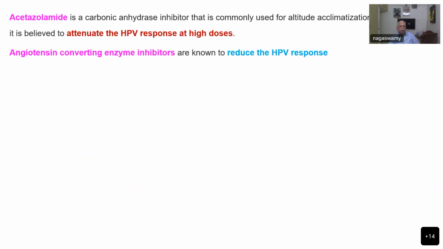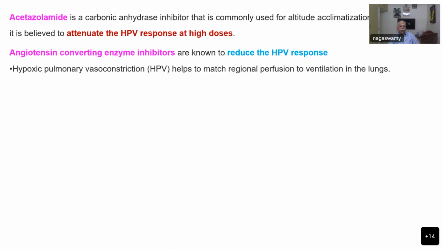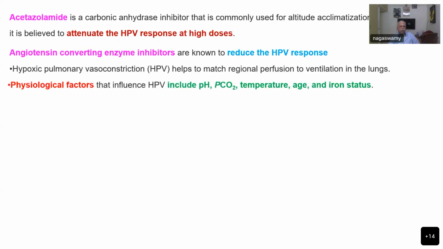Acetazolamide, which is commonly used for altitude acclimatization, mainly to prevent the high altitude cerebral edema, also seems to have an effect on the HPV by attenuating it at high responses. ACE inhibitors, which are given for treatment of hypertension, they also reduce the HPV response. And hypoxic pulmonary vasoconstriction helps to match again regional perfusion and ventilation in the lung.